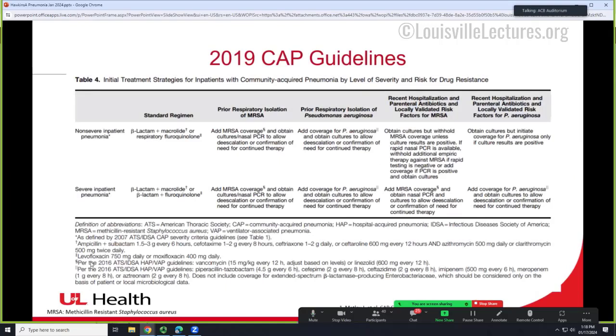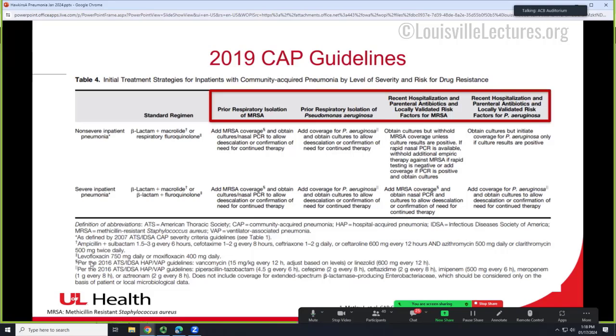So first, I do want to highlight the 2019 CAP guidelines. I think they really tried here in 2019 to make these make sense, but inadvertently made them kind of convoluted. And so they're no longer as easy as the old guidelines were, with just kind of placing these patients in buckets. They're asking you to evaluate specific risk factors and doing things with those specific risk factors.